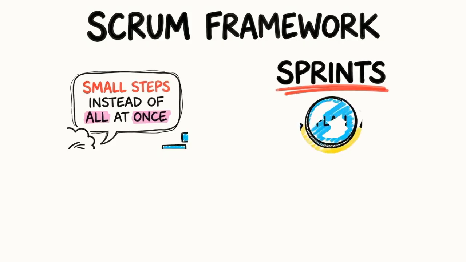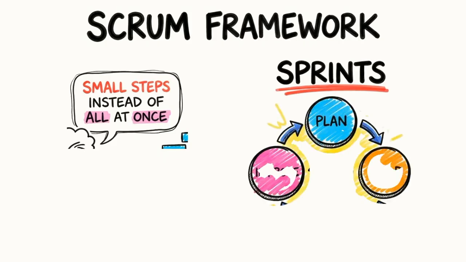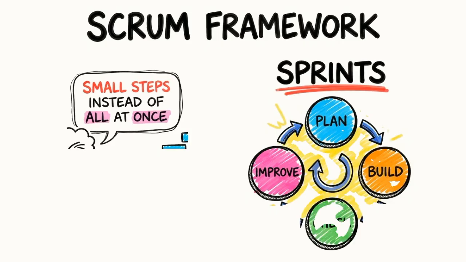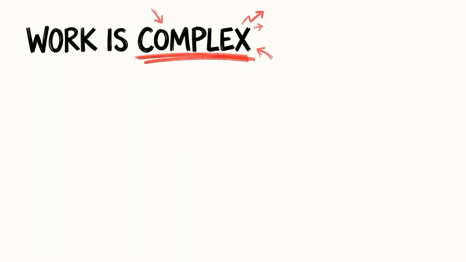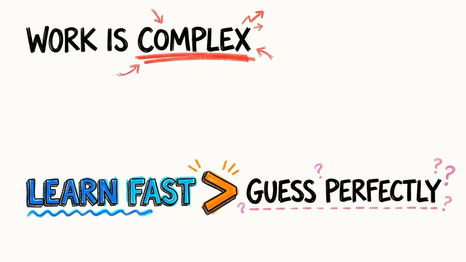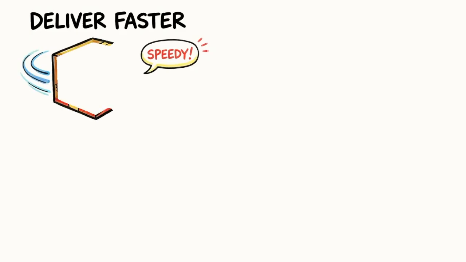In every sprint, the team plans the work, builds something, checks the result, takes feedback, and then improves. Scrum accepts one truth early: work is complex and change will happen. So, learning fast is more important than guessing perfectly. Teams use Scrum for some very practical reasons.